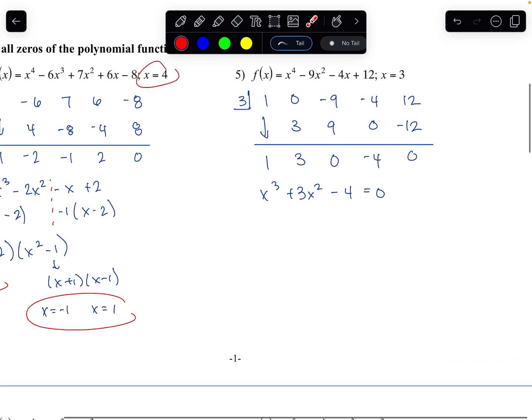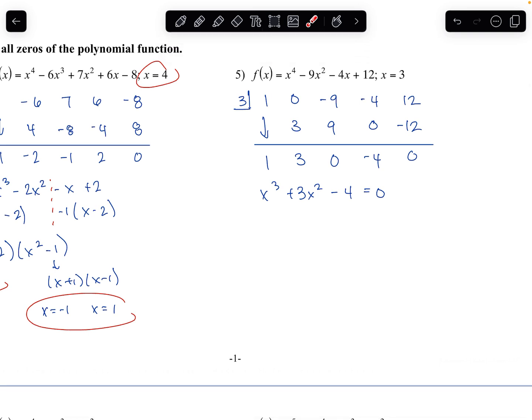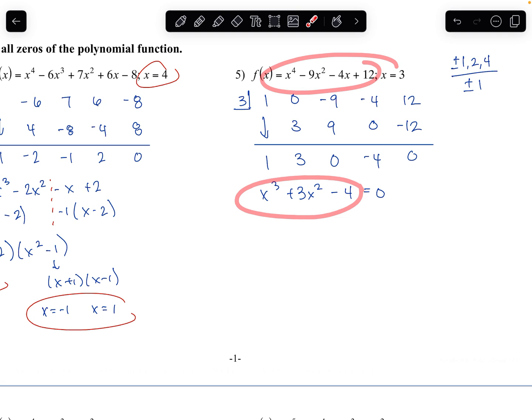I'm going to use the rational roots theorem, if you guys remember that. I'm going to take the factors of -4 and divide it by the factors of 1. So I can have plus or minus 1, 2, 3, or 4 over the factors of 1. So the other zeros could be 1, it could be 2, or it could be 4. So I'm going to plug in 1 into this function right here and see if I get 0.